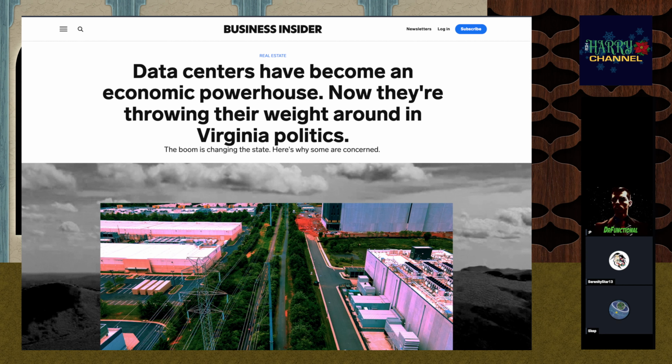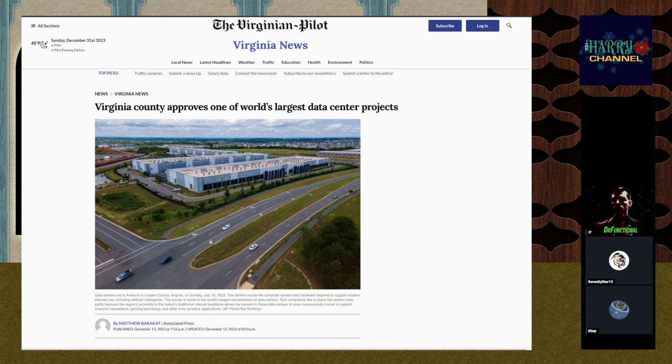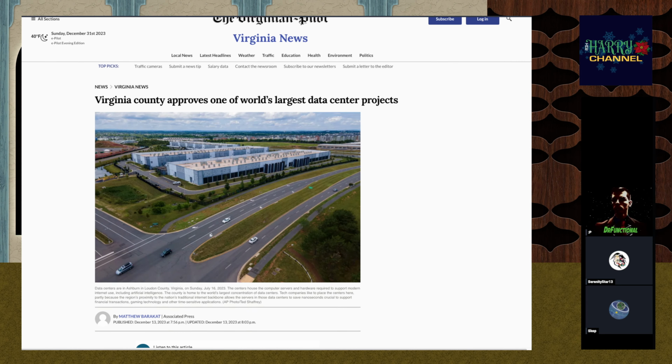Who owns these data centers? I don't know. The Virginia ones, I don't know. The ones in Canada are owned by, predominantly, well, there's more than one group. There's a bunch of different data centers that have moved in, so there's more than one owner.